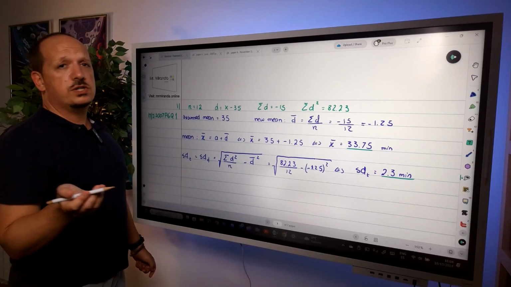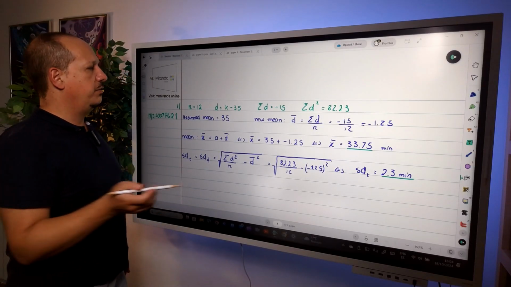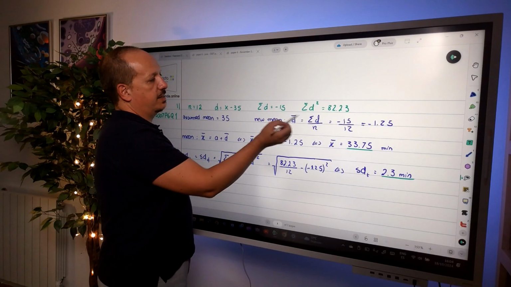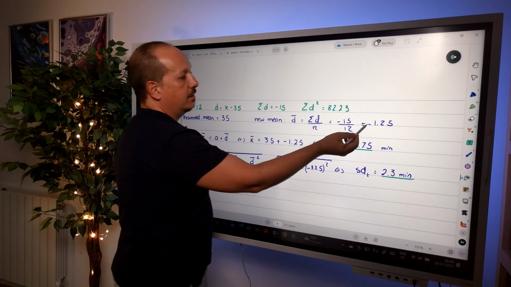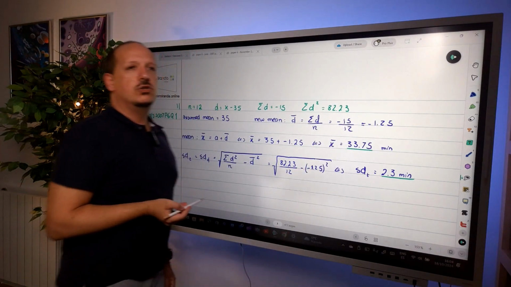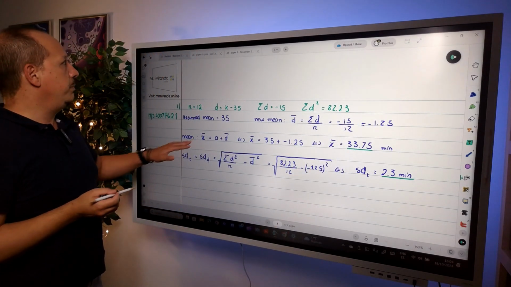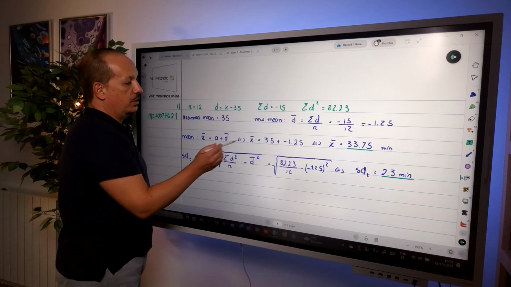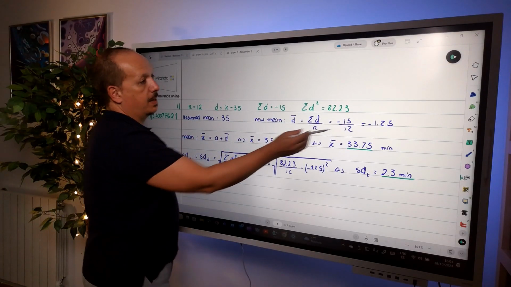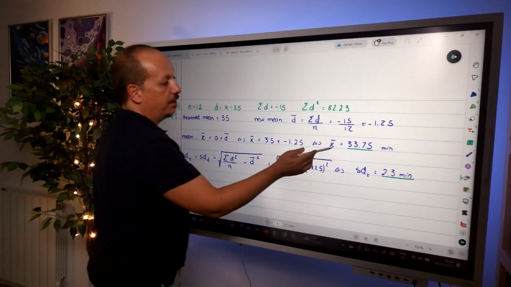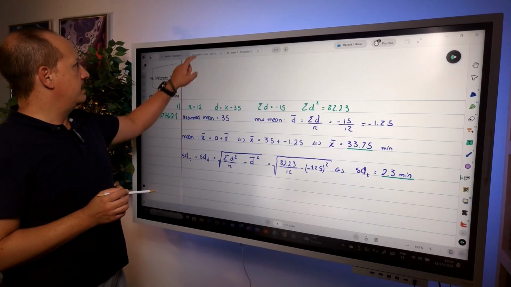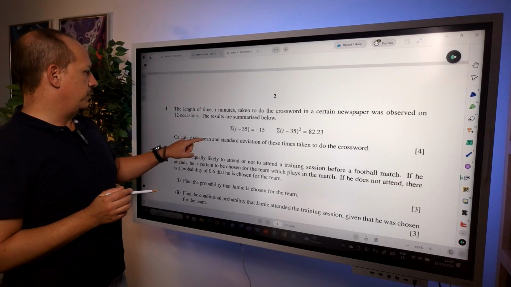So the first thing to do is to get the mean of the deviations. I called here the new mean, which is just this divided by n. So it's minus 1.25. The true mean is going to be what? It's going to be the assumed mean plus that. So it's 35 plus minus 1.25. So this gives 33.75 minutes. That's the first thing that you want.